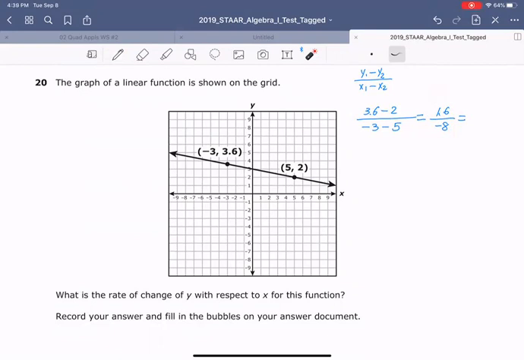Yes. Final answer is what? 1.6 divided by 8 is how much? 0.2. Negative 0.2. That's it. That's the answer, okay? Does this make sense?